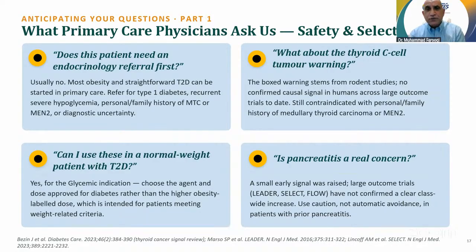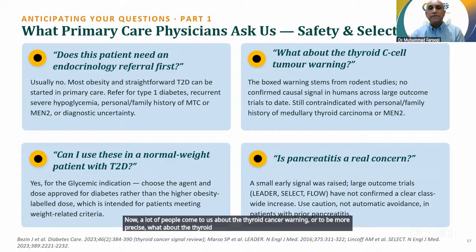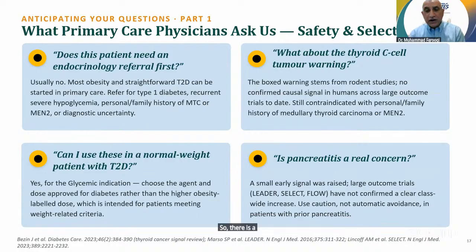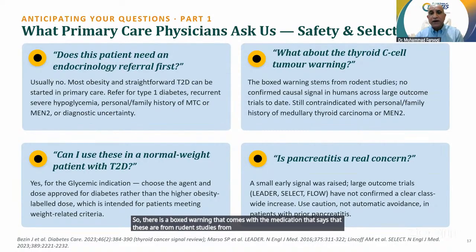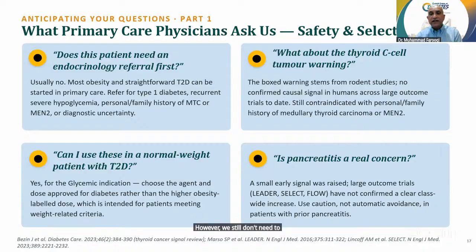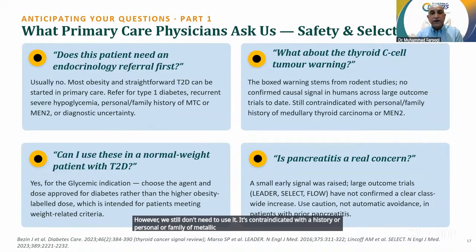Now, a lot of people ask us about the thyroid cancer warning, or to be more precise, the thyroid C-cell tumor warning. There is a boxed warning that comes with the medication that says that these findings are from rodent studies, from rats and mice, and there is to date no confirmed causal signal in humans across these large outcome trials. However, we still don't need to use it. It's contraindicated with a personal or family history of medullary thyroid carcinoma or MEN2.